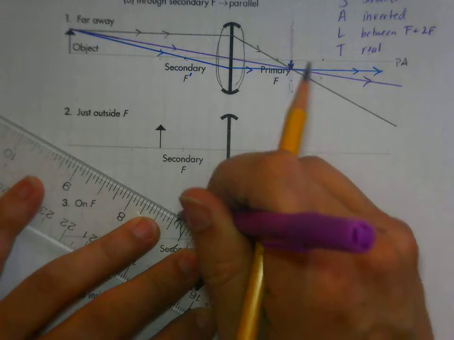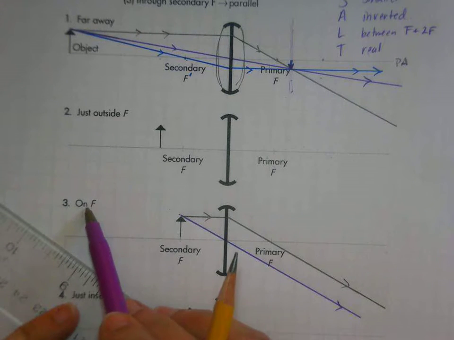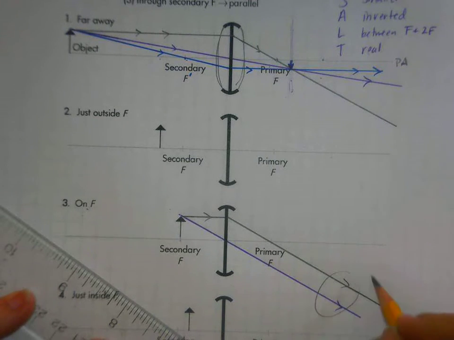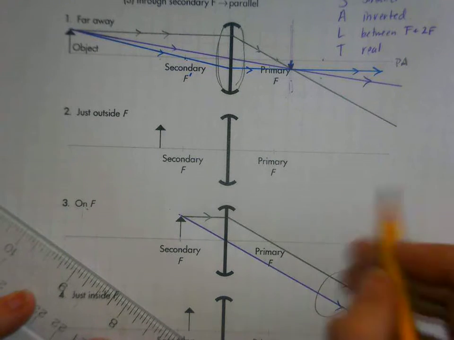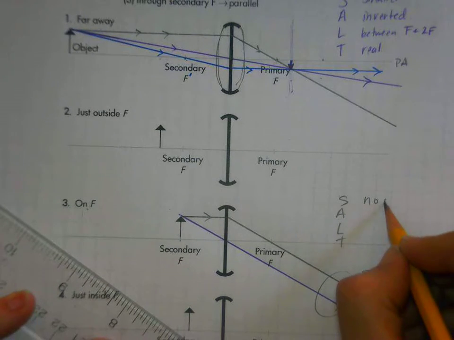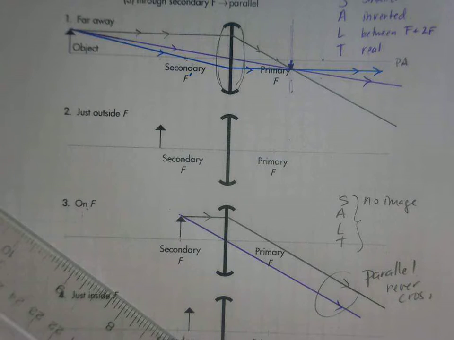There we go. Let's go straight through. And since I'm on F, I cannot do the other ray. So I can see these are parallel. They will never cross. So when I do SALT, size, no image. Okay, for any of those. There's actually no image at all. Okay, so there's no properties to assess.